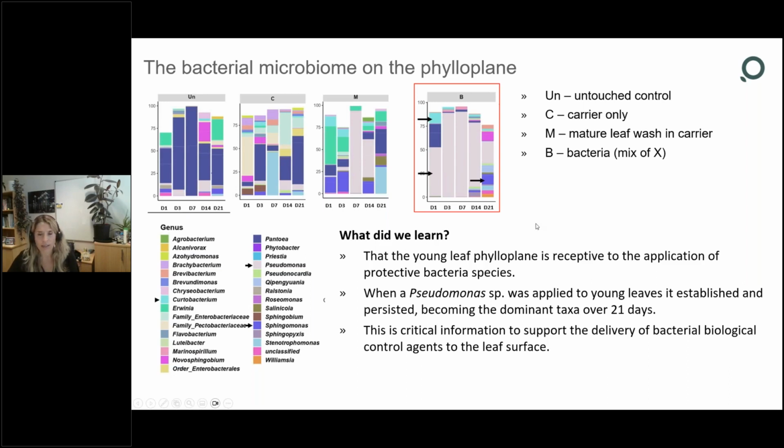So although we had not seen a change in rust severity, what we had seen was that when we apply a bacterium, particularly Pseudomonas, to the leaf surface, it was able to establish and persist, and it became the dominant taxa over those 21 days. And that was quite critical information to support the delivery of a bacterial biological control agent to the leaf surface. It suggested that out of the 3 that we tested, and we only tested 3 genera, Pseudomonas was quite suited to the leaf surface.